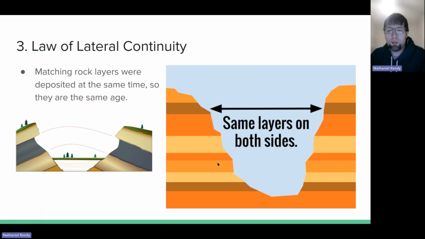If you guys remember learning about Alfred Wegener, he used this in his theory of continental drift. He found matching rock layers in South America and Africa, which tied the two continents together, meaning that they were both formed at the same time, and they were once joined continents. So this is something that Alfred Wegener used to support his hypothesis of continental drift. So the law of lateral continuity says that if you have matching rock layers, even if they're separated by a gap, they must have formed at the same time.